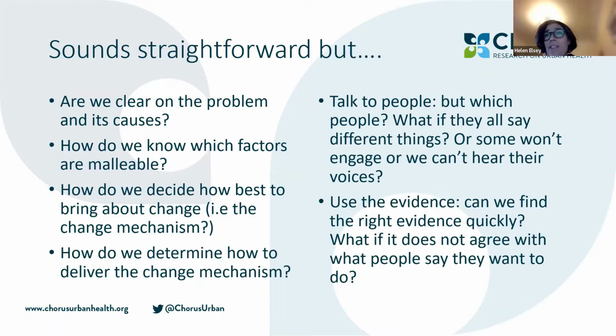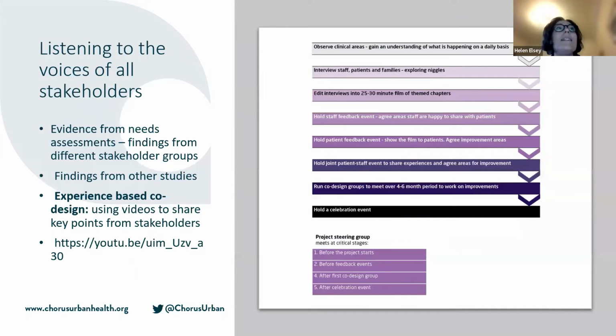We need to draw on the evidence, and hopefully our stage 1 and our stage 2 are really going to help us in CHORUS with that. But are there gaps? Are there other things we really need to know? And what do we do when the evidence doesn't necessarily agree with what people are saying to us in our meetings? So I wanted to share another approach, which is called experience-based co-design.